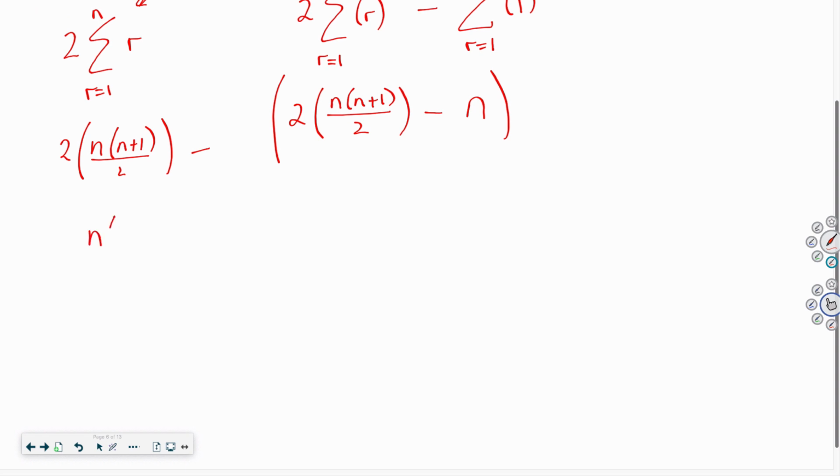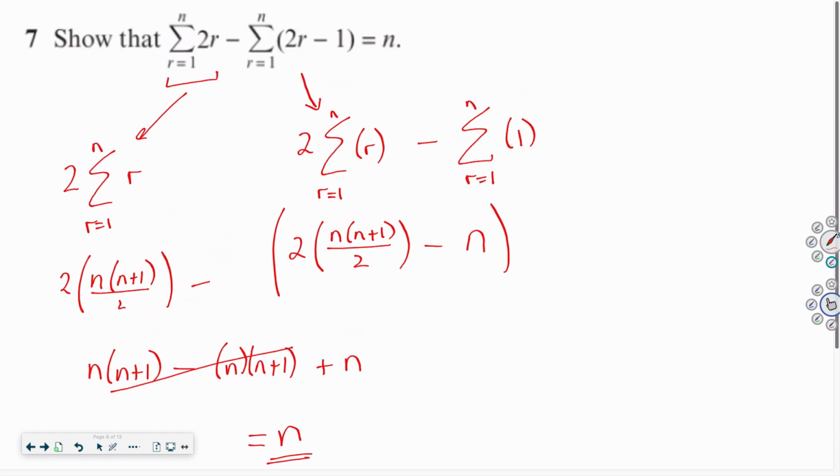Simplifying this, we get n times n plus 1, minus, cancelling the 2s, n times n plus 1, and a minus makes a plus n. That cancels just to leave n on its own. And that's what we were asked to show in the question, that the summation equals n.